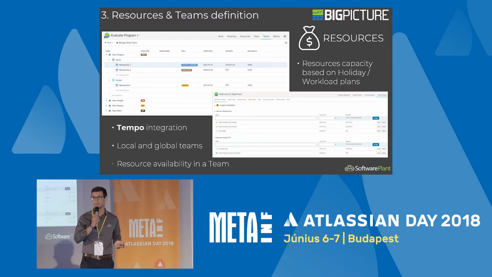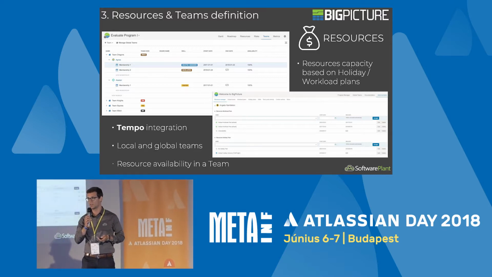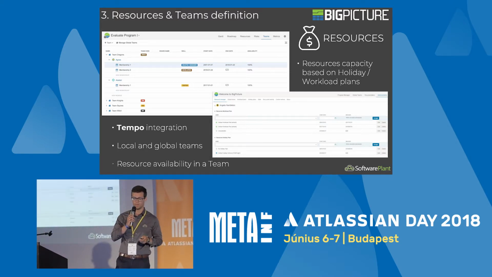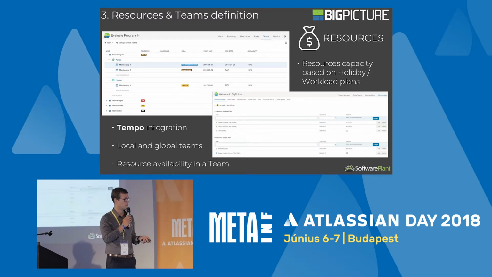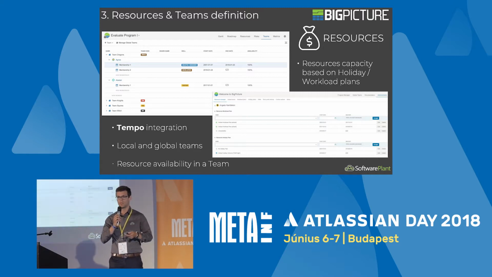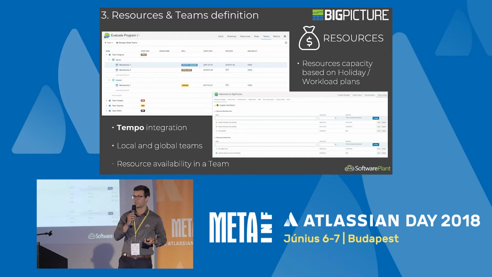Depending on how you organize the teamwork in your organization, you can create global teams that may be reused in many programs. But on the other hand, you can also create a local team that is dedicated to just one program. In case there's a problem with resource sharing between projects, you can simply define the availability of a given resource for a given program. For example, define that some expert is only 50% available for some team, let's say during June.